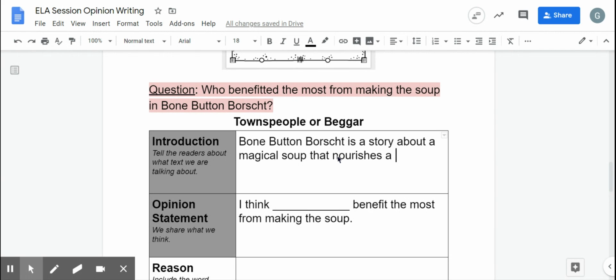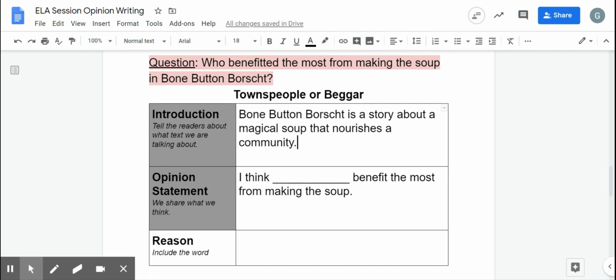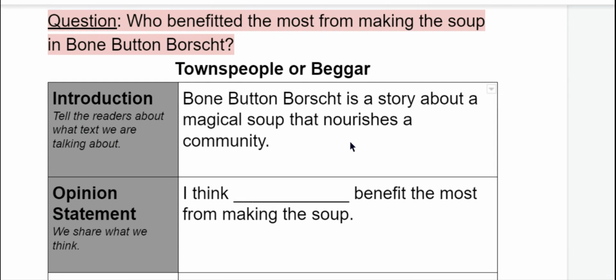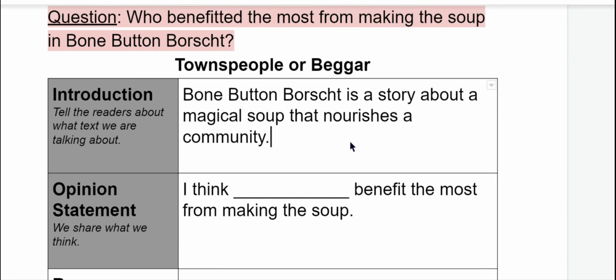What's that word we've been working on this unit? Oh, the word community. Let's read it back. Bone Button Borscht is a story about a magical soup that nourishes a community. We've got our introduction sentence ready to go. Our readers are going to know all about the book Bone Button Borscht before they get to read it. You can use this sentence as an example for your introduction sentence, or you can make your own. Make sure your introduction sentence tells your readers about what the text is mostly about.